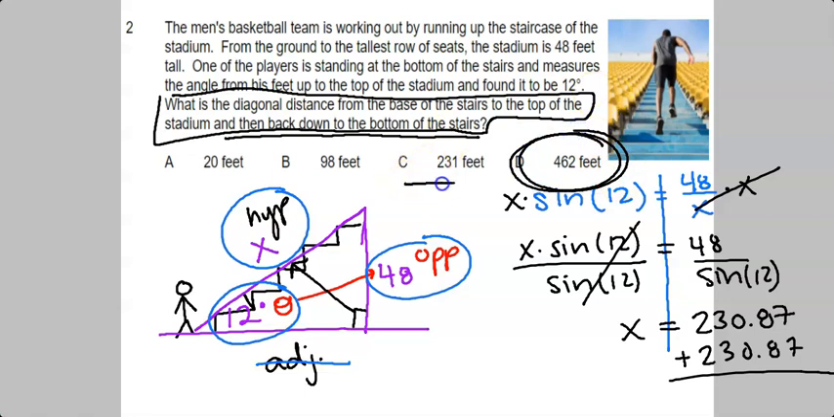Now, if you put the 231, you are correct. You just missed that issue there of all the way up and then back down again. You forgot to double. Okay? All right, let's move on to another problem.